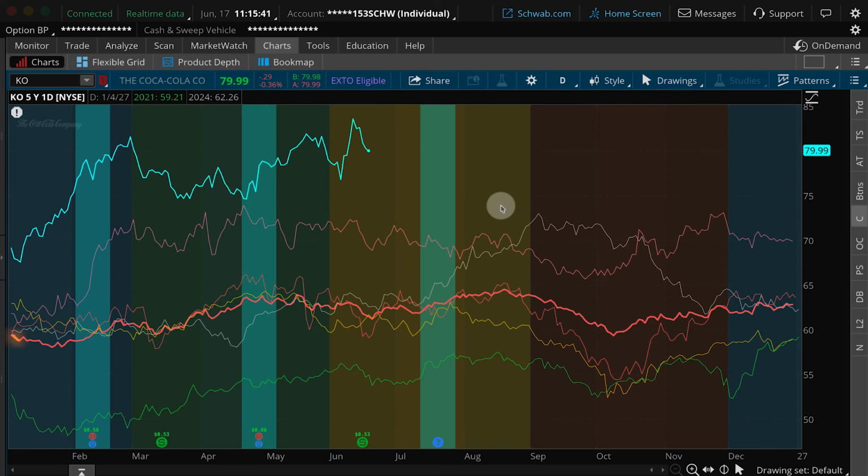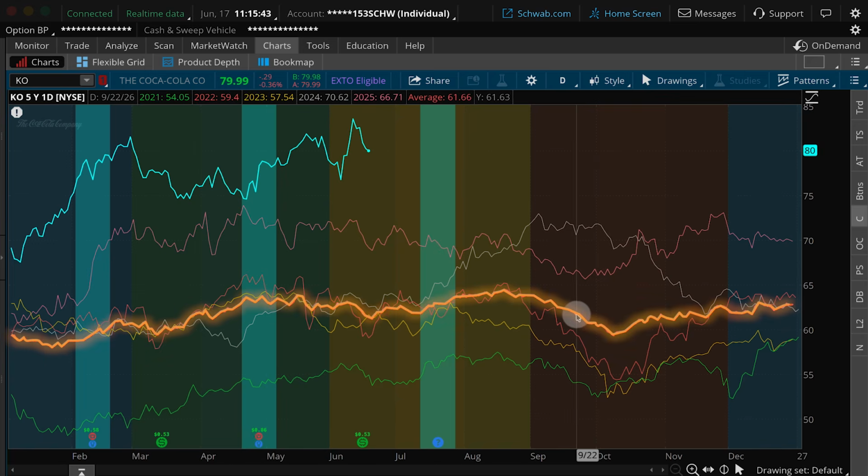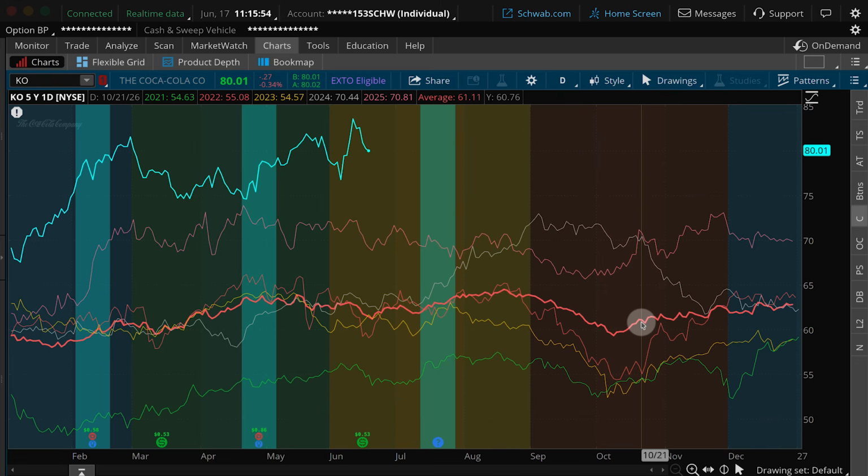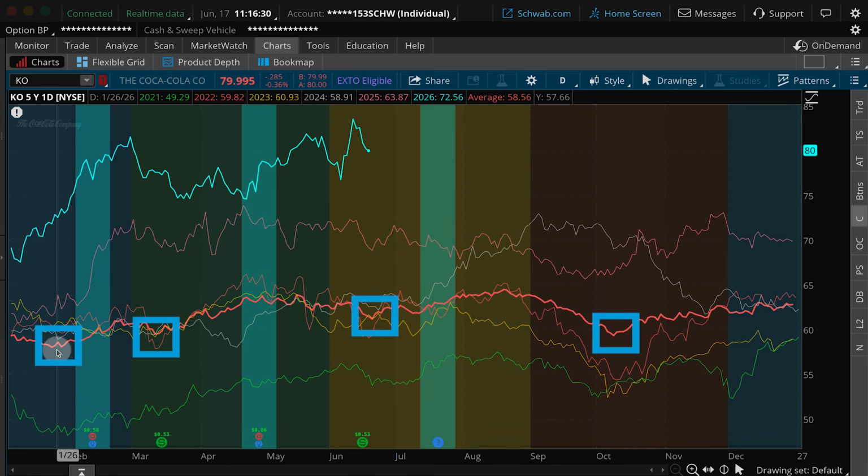The bold orange line is the composite, or average line of the last 5 years. We'll use this line to track and analyze the stock cycles. Cycles can be identified by focusing on the lows in the average line. Looking at the chart of Coca-Cola, the average line shows lows between earning announcements before rallying ahead of the releases.